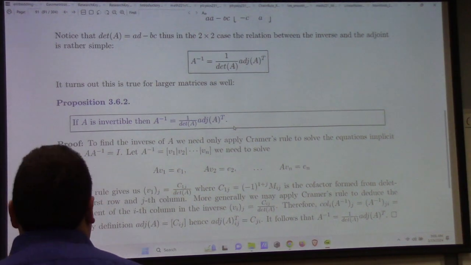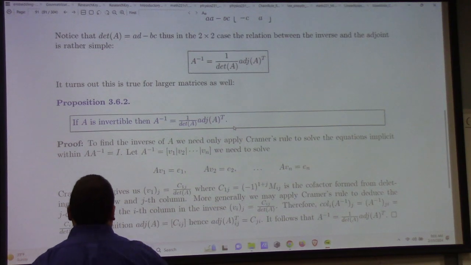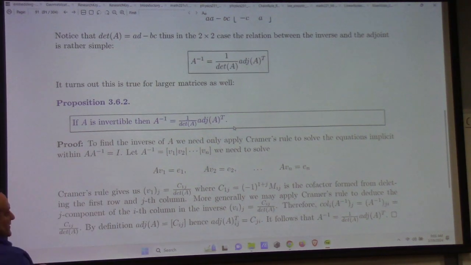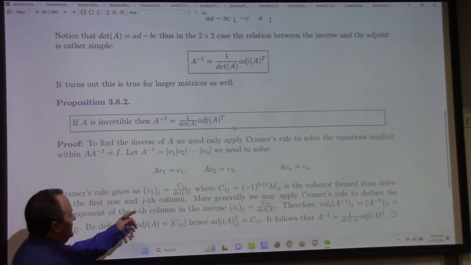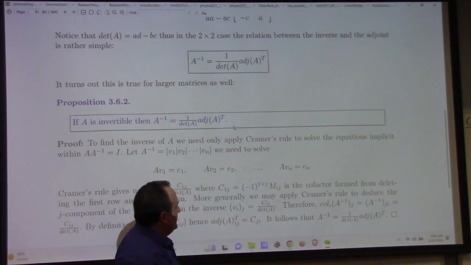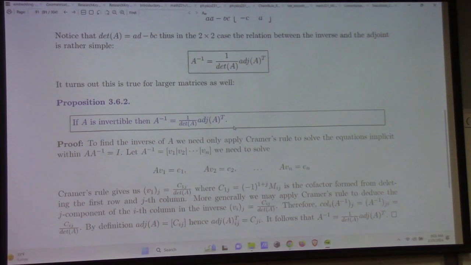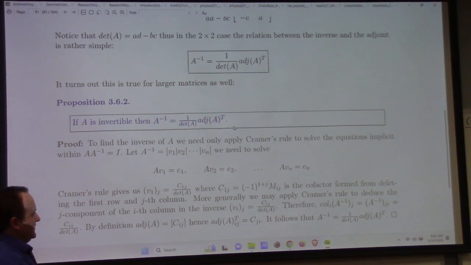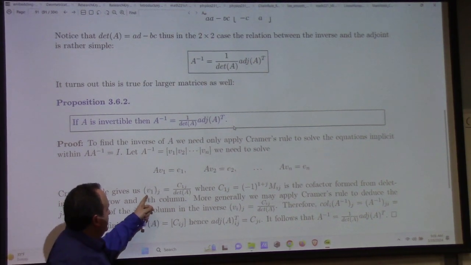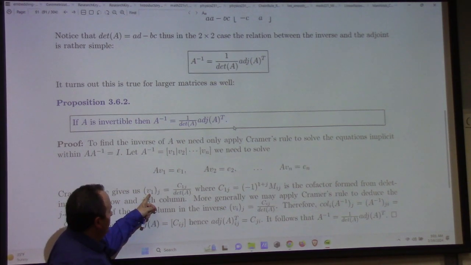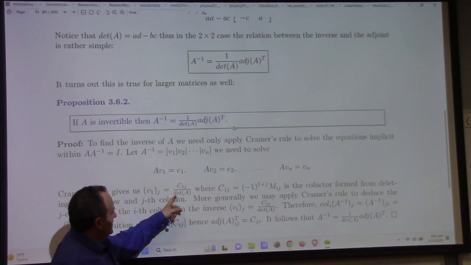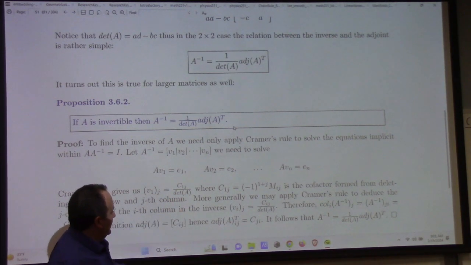All right, so to find the inverse of A, we need to apply Cramer's rule to solve the equations that are implicit within that. So I let V1 through Vn be the unknown column vectors of A inverse. I'm trying to solve these equations. But I point out that Cramer's rule actually gives us, for V1, the jth component of it is the 1j cofactor divided by the determinant of A.